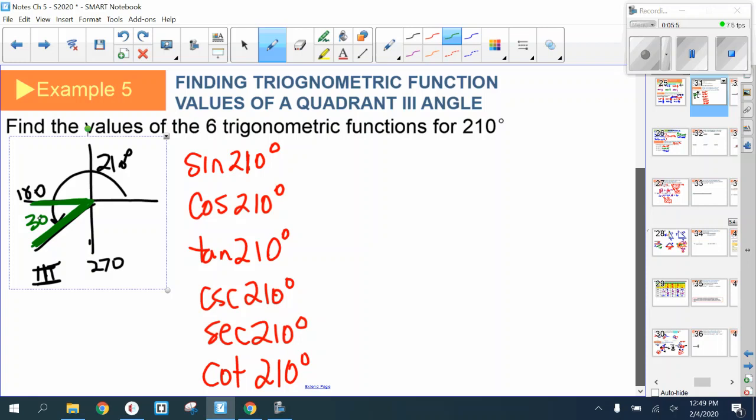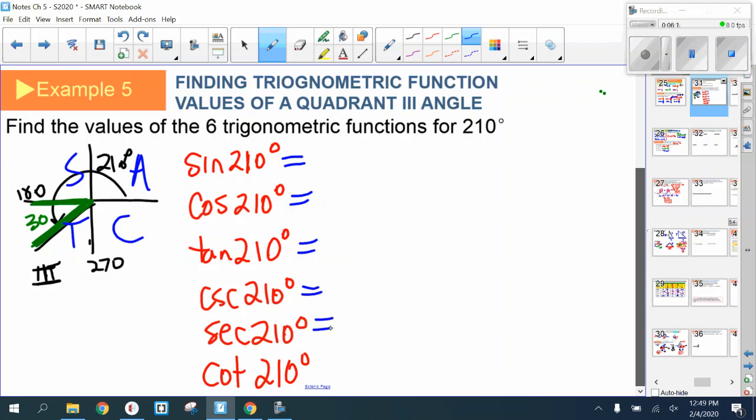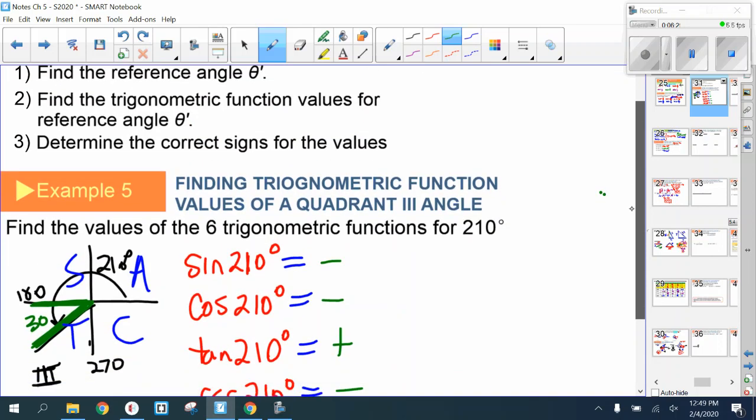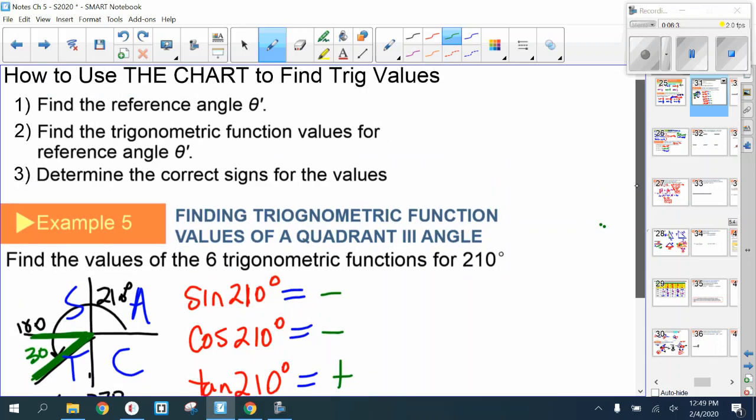So we're going to treat our 210 degree angle kind of like a 30 degree angle. But what we have to do is consider what happens to that angle in the third quadrant. So remember when we did all students take calculus? Which of the 6 trig functions are positive in the third quadrant? Tangent and cotangent. So of the 6, I know that tangent and cotangent are the only ones that are positive. The rest of them are negative. All right? So really, that's step 3, determine the correct signs for the values. I'm kind of going out of order. I did step 1, step 3, step 2.